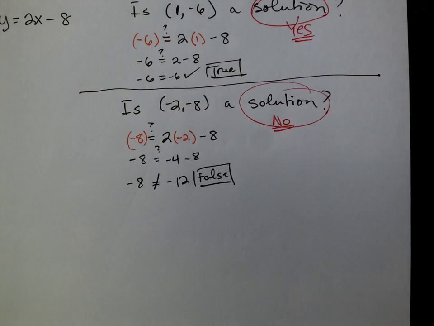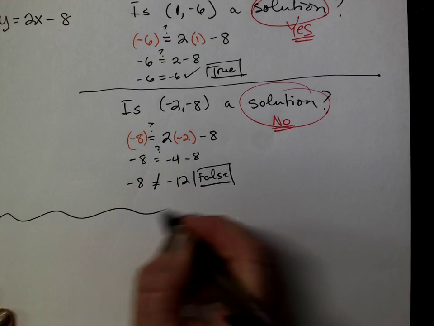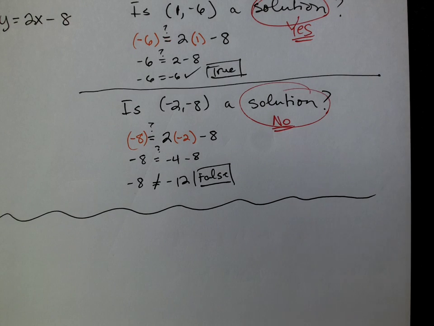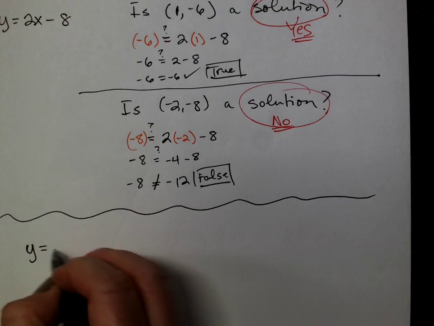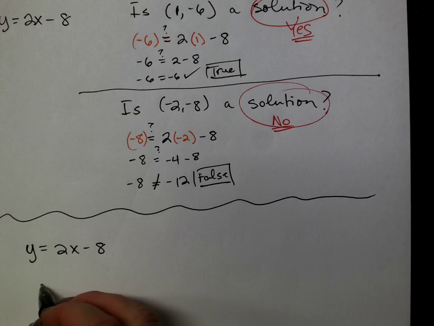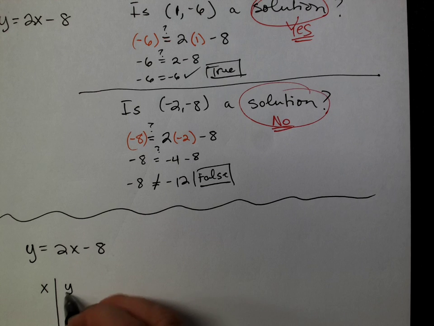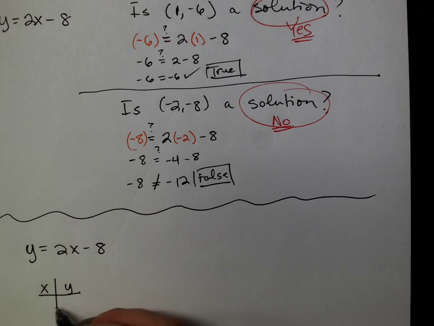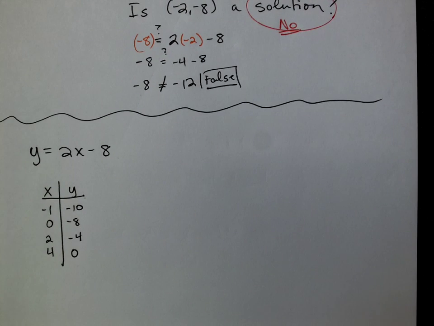Okay. So let's look at the forms of the equation and how they talk to us, and the real key points. Let's take y equals 2x minus 8. And I'm going to just rewrite the chart here real quick, but in a much cleaner form. So x: -1, 0, 2, 4, and y: -10, -8, -4, and 0. Okay. So that was the table of values for this equation.